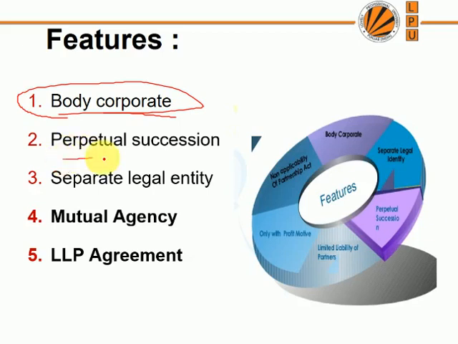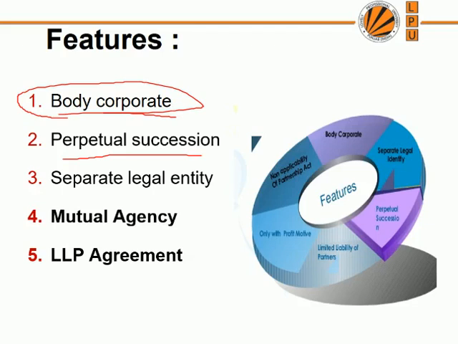Second feature is perpetual succession. This you already know, you have studied it in accounts also. How is it related to LLP? In LLP, the LLP can continue its existence irrespective of changes in partners, right? Either partner dies or partner leaves the limited liability partnership. Death, insanity, retirement, insolvency of partner has no impact on the existence of LLP.